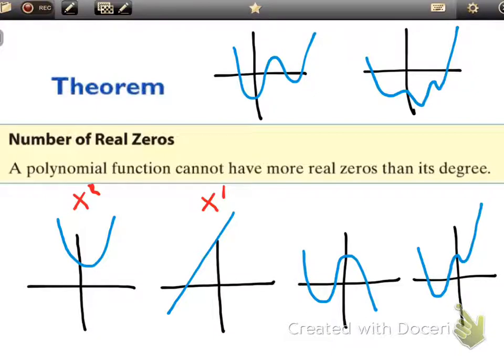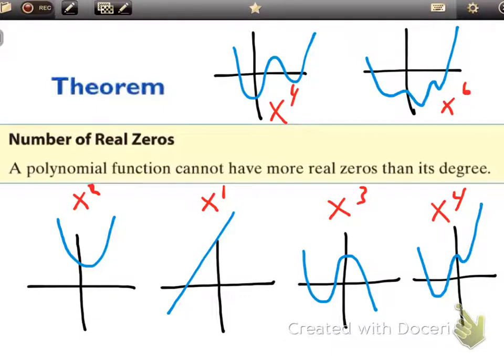This one down here, I'm going to call a third degree polynomial. 1, 2, and then this guy here, 1, 2, 3. This is a fourth degree polynomial, and then same with this one up here, a fourth degree, and then this one over here, 1, 2, 3, 4, 5. This one's actually a sixth degree polynomial.